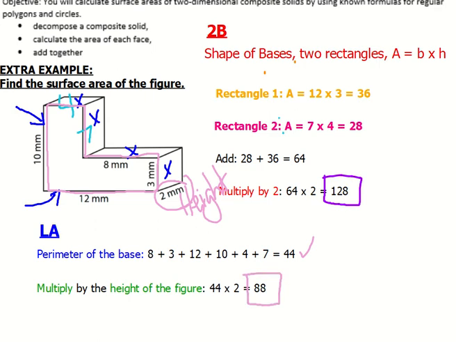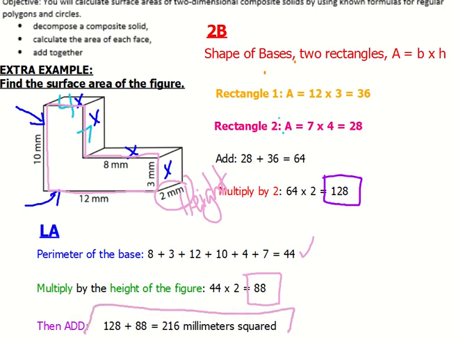Now I'm going to take that 88, which represents the area of all the lateral faces, and I'm going to take my 128, which is the area of the two bases, and add them together, and that will give me my total surface area. So the total surface area for this problem is 128 plus 88, which is 216, and your units are millimeters squared.